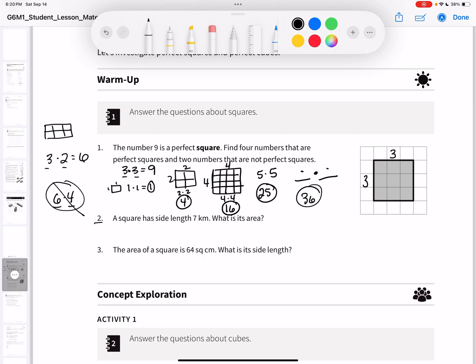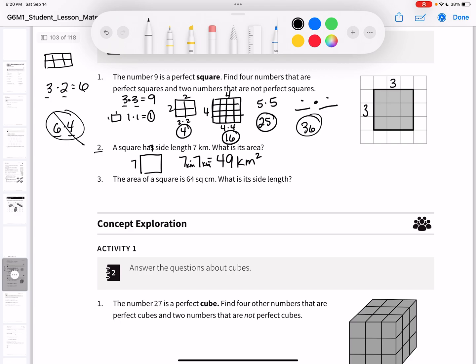Okay? Then we have 2. A square has side lengths 7 kilometers. What is its area? Well, that would be like going like this, 7 by 7. So 7 times 7 is 49. So our area would be 49 kilometers squared because it's 7 kilometers by 7 kilometers, right? So 7 times 7 is 49. 49 is a perfect square.